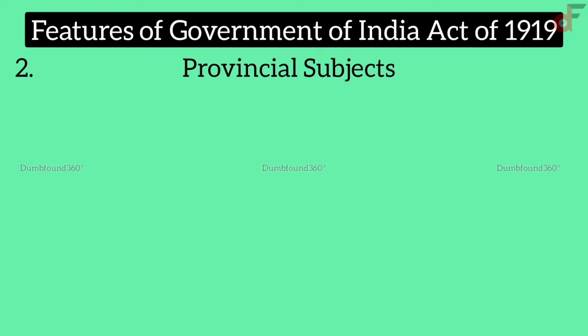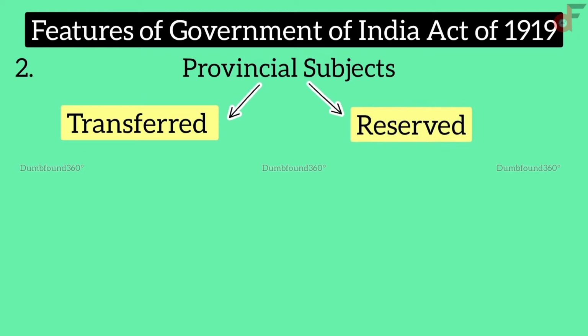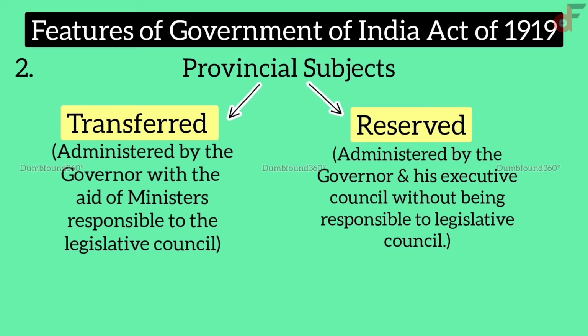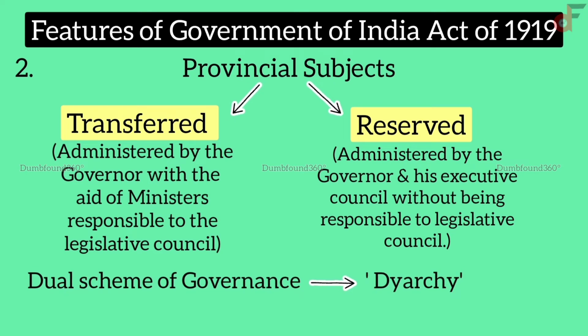2. It further divided the provincial subjects into two parts, transferred and reserved. The transferred subjects were to be administered by the governor with the aid of ministers responsible to the Legislative Council. The reserved subjects, on the other hand, were to be administered by the governor and his Executive Council without being responsible to the Legislative Council. This dual scheme of governance was known as diarchy, a term derived from the Greek word. However, this experiment was largely unsuccessful.